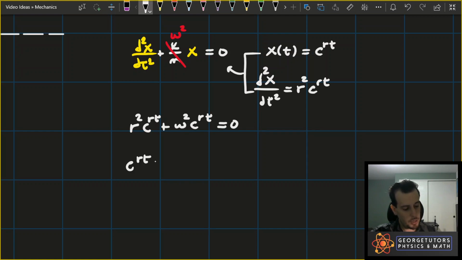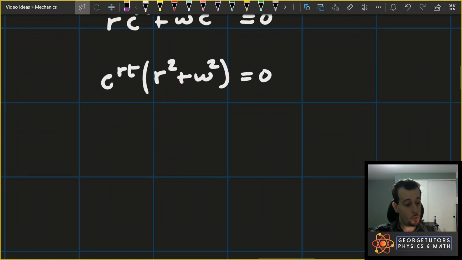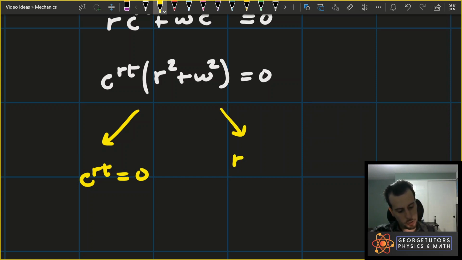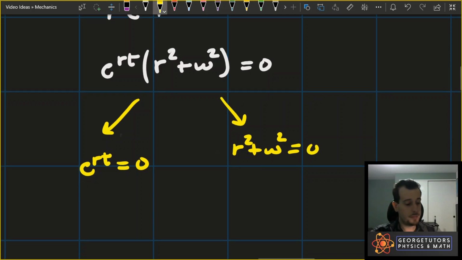Then we can factor out the e to the rt and be left with this term inside. All of this is set to 0. Here you have two options. Either e to the rt is actually going to be 0, or r squared plus omega squared is going to be 0.